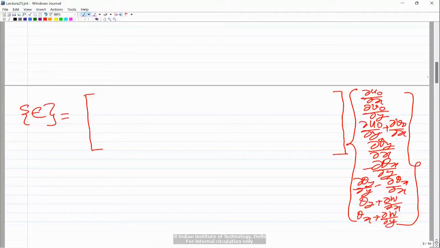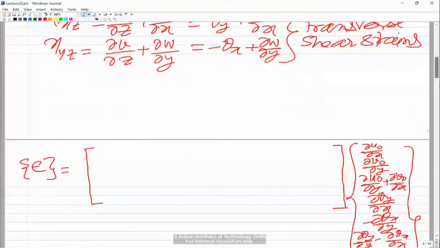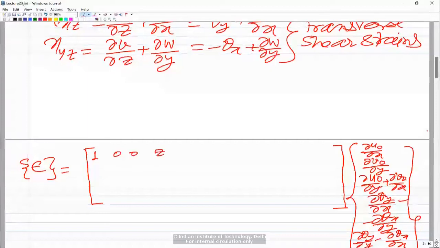This is minus theta x plus del w by del y. So now if you look at epsilon, epsilon xx is del u naught by del x plus z into del theta y by del x. So I can write here 1, and then this del theta y by del x term is coming. So I put two zeros, and then it is going as a linear function of z. So I put that as z, and then we have these remaining 4 terms. So I put here 0 0 0. So that is epsilon xx component.